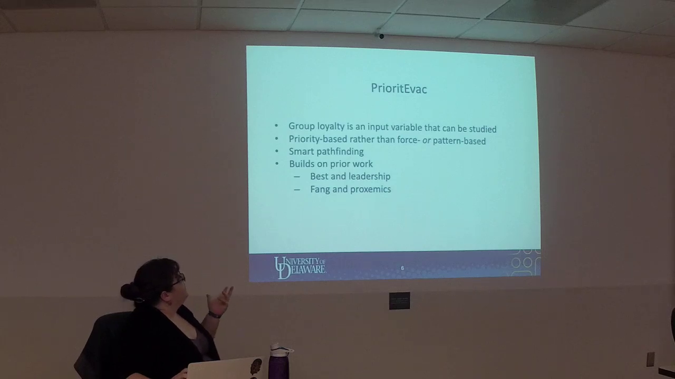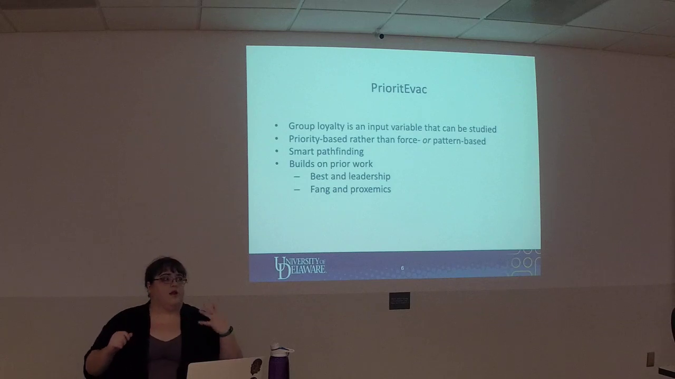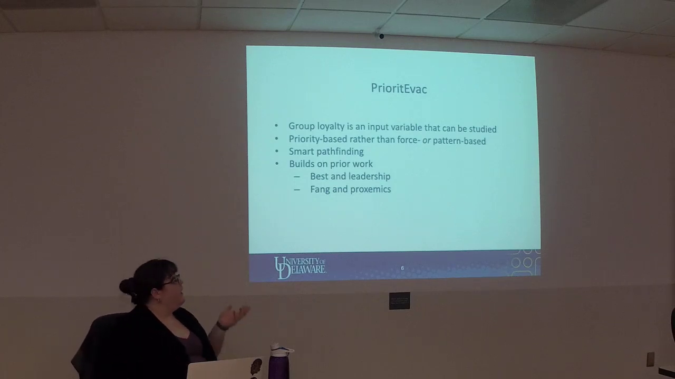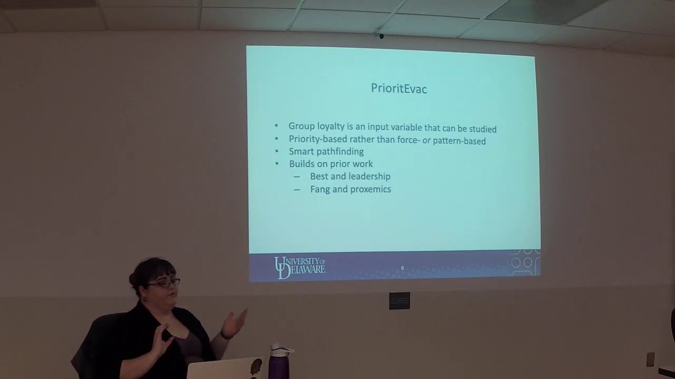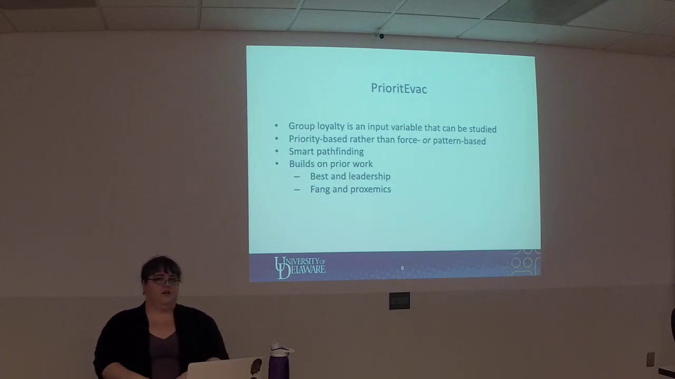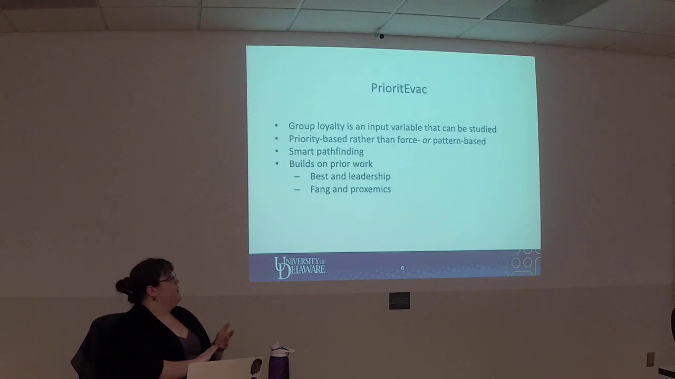So I used group loyalty as kind of the most important thing I was looking at. So I ended up making it priority-based, so that people have individual preferences and priorities. I also used A-star pathfinding, but not to influence the direction, just to influence how people got to their priorities once they had decided on those priorities. And it builds on prior work.